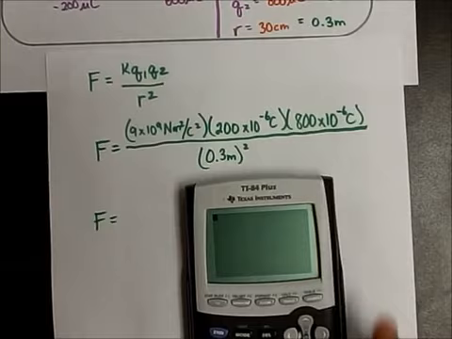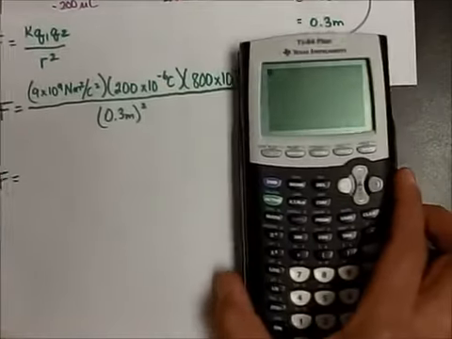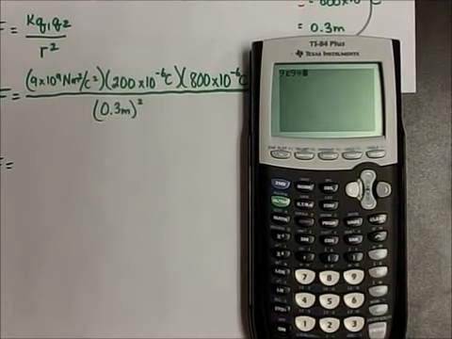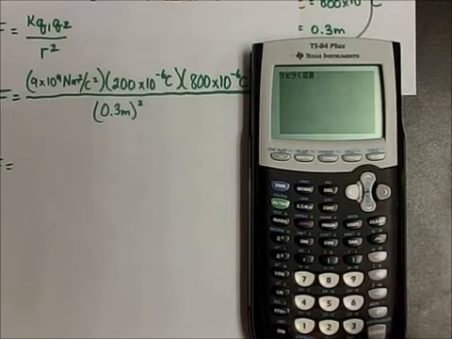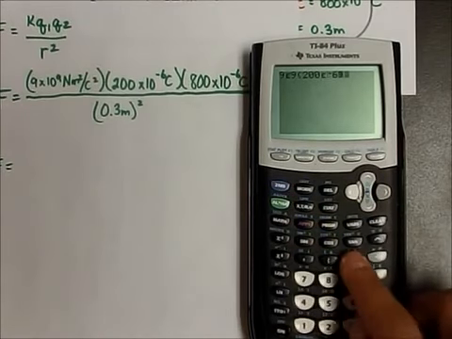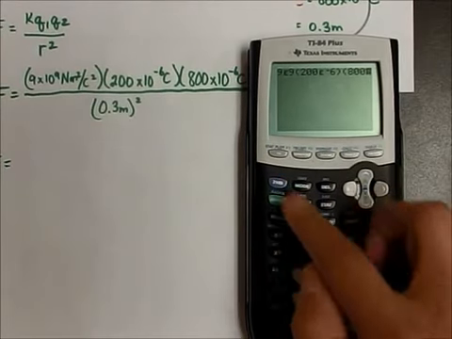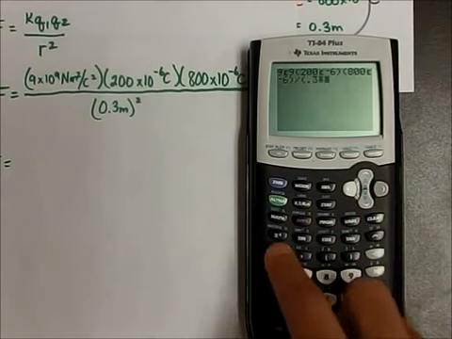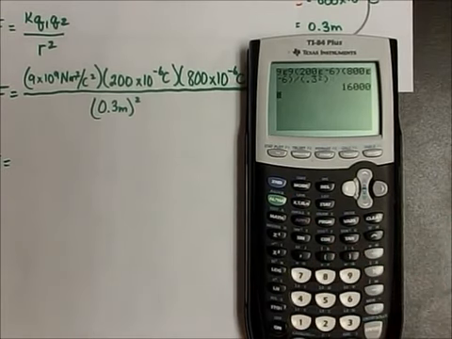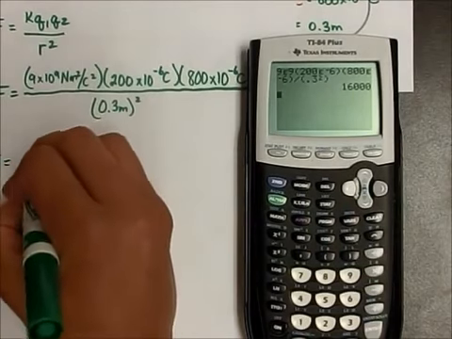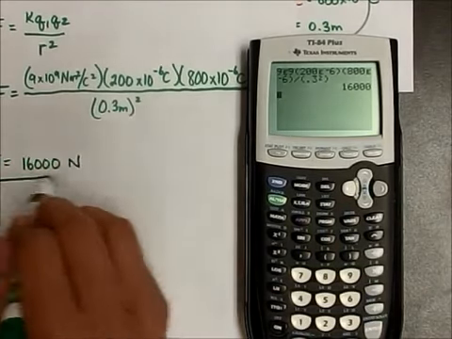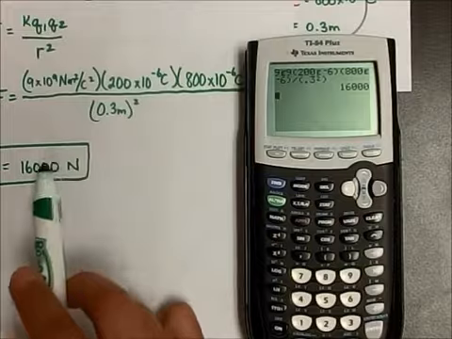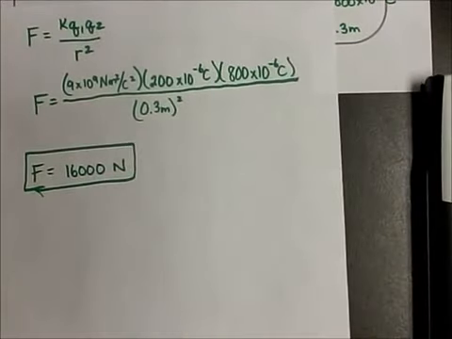So let's put it in our calculator. I'll let you see what I'm doing here. 9 times 10 to the ninth times, and I'll put this in parentheses, 200 times 10 to the negative 6th times 800 times 10 to the negative 6th, divided by parentheses 0.3 squared close parentheses. And I get a force of 16,000. So notice between the two objects that we just did, one of them had a very big charge, one of them has a smaller charge. So our force is smaller when we're done solving.